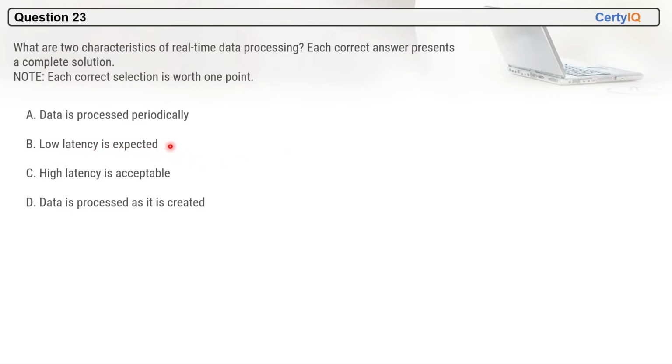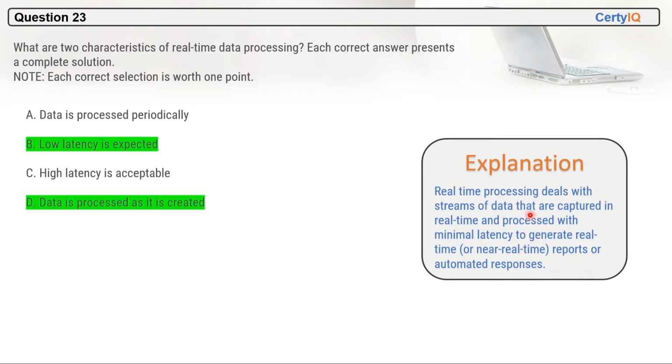What do you mean by latency? Latency is the time between input and output. In real-time data processing, there will be very little time used in processing. We will give data as input, and it will give output at the same time. That means real-time processing, right? So low latency is expected, and D, data is processed as it is created. That is why it is real time, right? We are processing data at the same time when it is created. So B and D are the correct options here. Real time processing deals with streams of data, meaning data streaming, that are captured in real time and processed with minimal latency to generate real time or near real time reports or automated responses.